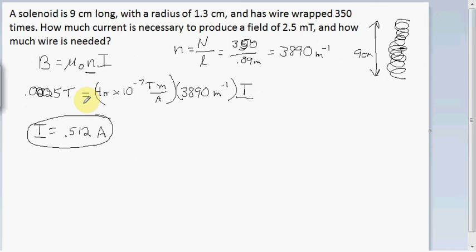The other thing we want to figure out then is how much wire is needed. The idea is that we have to figure out how much wire it takes to go around in this circle 350 times. If we can figure out how much wire it takes to go around the circle once, then we just multiply that by 350 to get the total amount. Now the distance around once is the circumference of our coil.